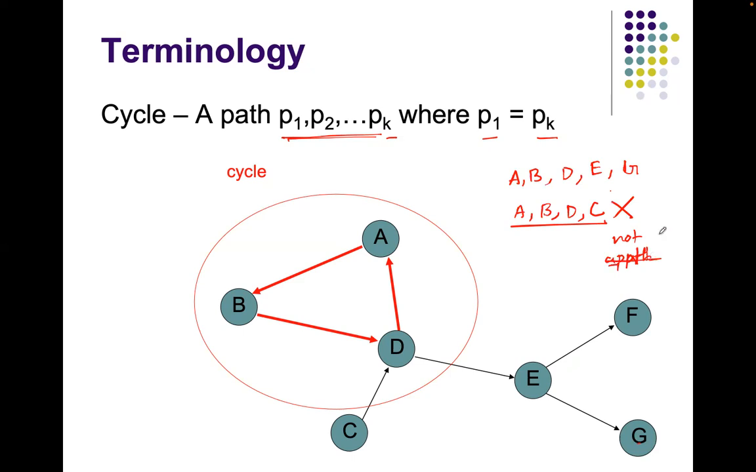All right, not a path. Now here, if we have a path where P1 and Pk are the same, we can say that it's a cycle. Here you can see that we have a path from A to B, B to D, D to A. So that's a cycle.